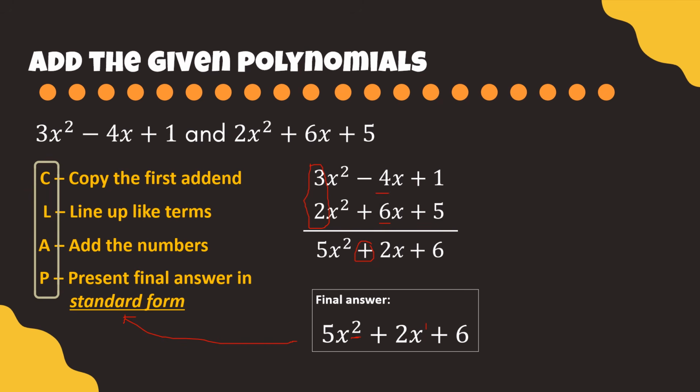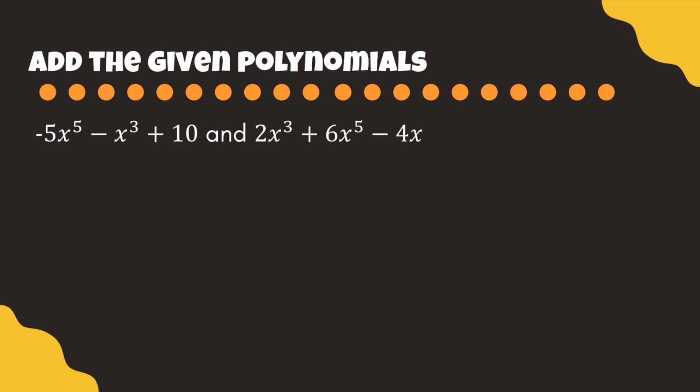Again, we have the method CLAP. C for copy, the first addend. L for line up like terms. A, add the numbers. And P, present final answer in standard form. Let's have this another example. We're going to add the given polynomials, negative 5x raised to 5 minus x cubed plus 10, and 2x cubed plus 6x raised to 5 minus 4x.